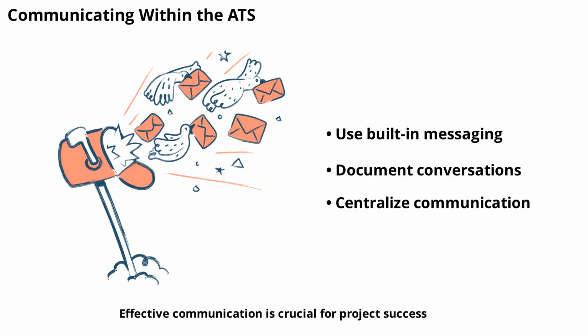Effective communication is crucial for project success. Most ATS platforms include built-in messaging or comment features. Use these tools to discuss tasks, share updates, and ask questions. Keeping communication within the ATS ensures that all project-related conversations are documented and easy to reference. Encourage your team to use these features instead of external emails or chats for project matters.